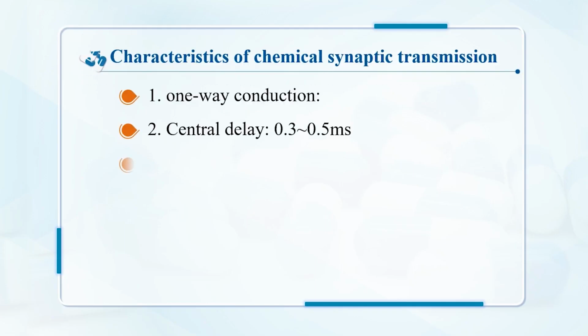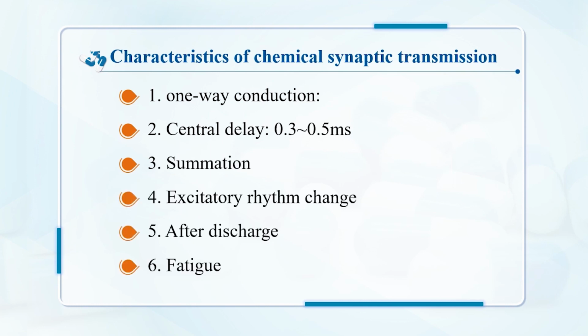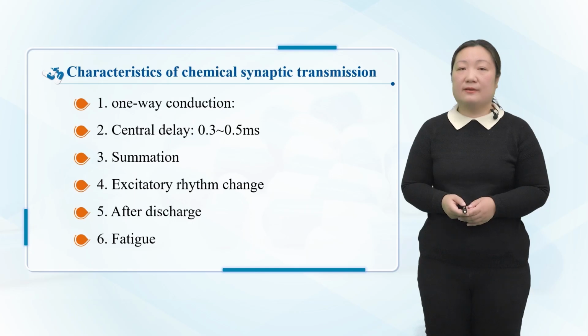The characteristics of excitation spreading in the central part of the reflex are: 1. One-way conduction, 2. Central delay, 3. Summation, 4. Changes in excitation rhythm, 5. After-discharge, 6. Sensitivity to internal environment changes and fatigue. The most prominent feature of human reflex is the ability to establish conditioned reflex to the stimulation of language.